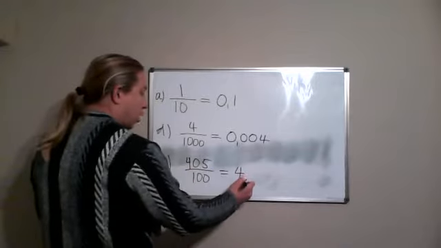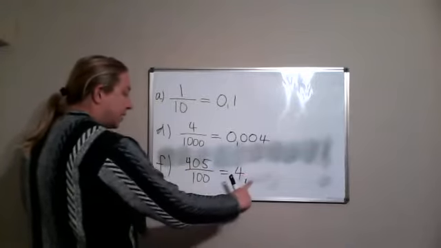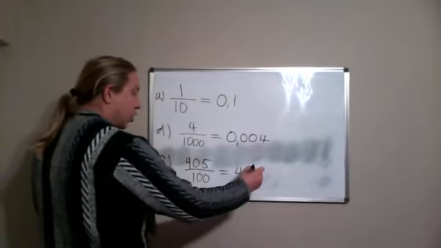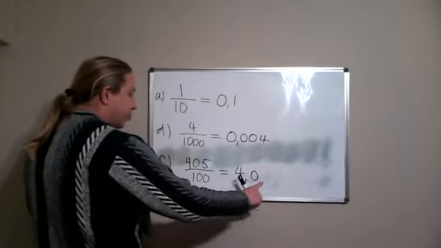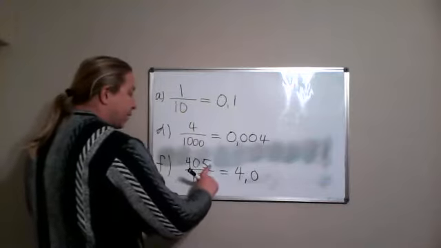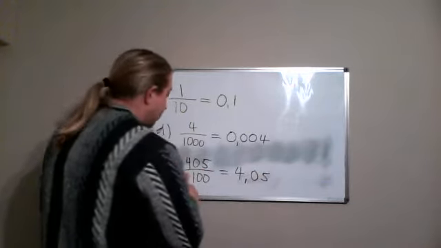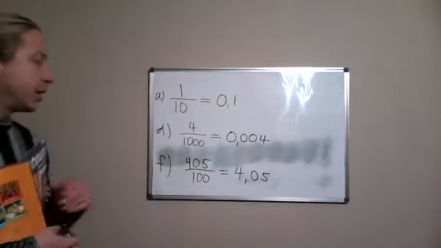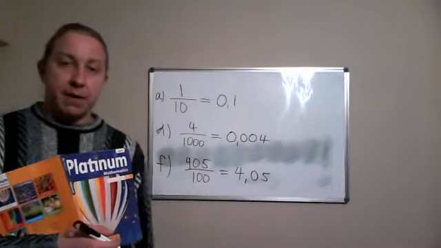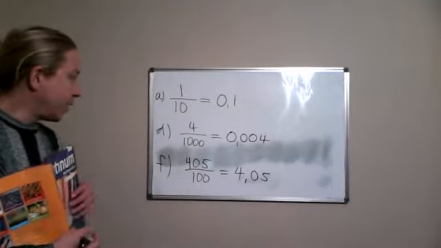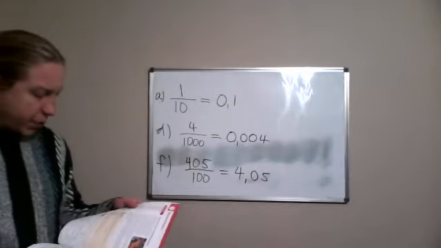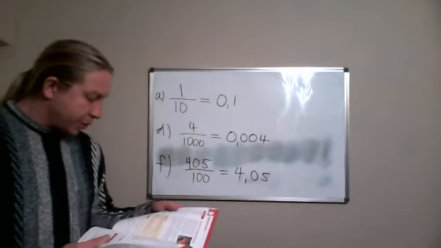Okay, so we have a comma. Tens. Do we have any tens? No. Do we have any hundreds? Yes, I've got 5 left over here. So 405 over 100 is 4.05. Okay. Right, guys, I want you to try the rest of number 1. Let's look at number 2.